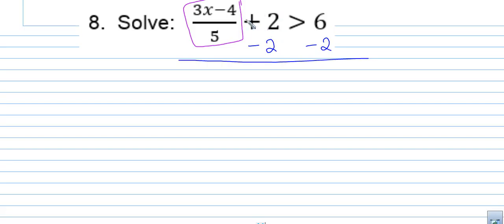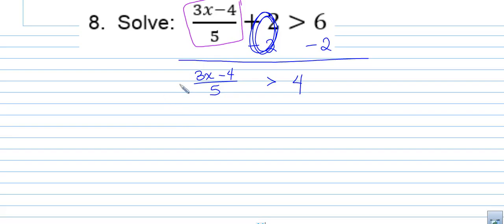And if you notice, you're adding 2 to everything. Okay? The thing that you're doing something to everything with, that's the first thing that's got to go, because he's messing with everybody, so he's got to get out of here. The 5 is only messing with the 3x and the negative 4. He has nothing to do with the 2, so the 2 can kind of run free and leave, if you want to think about it like that. Okay? So then you get rid of this. This whole thing will come down. 3x minus 4 over 5 is greater than, and then 6 minus 2 is 4.